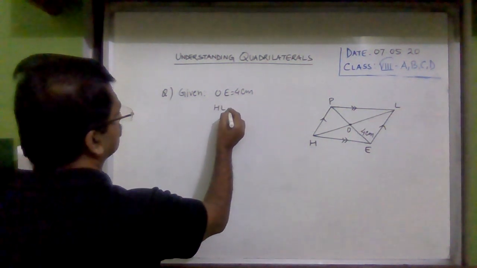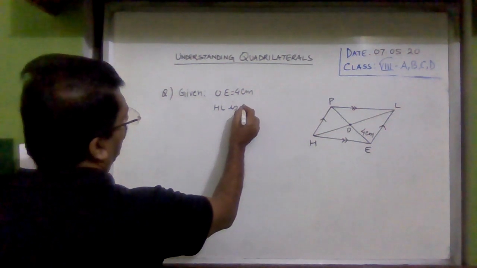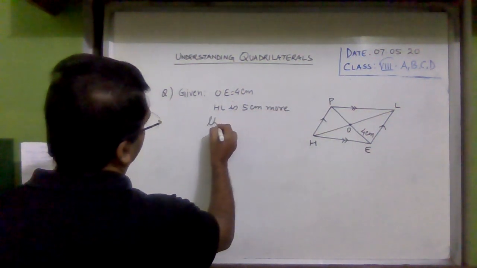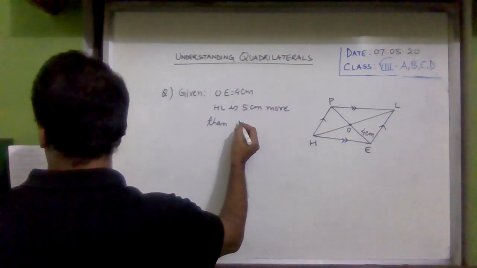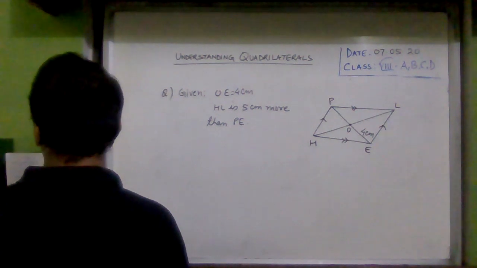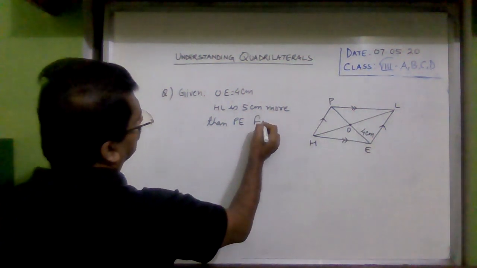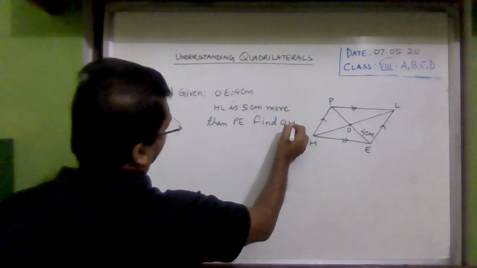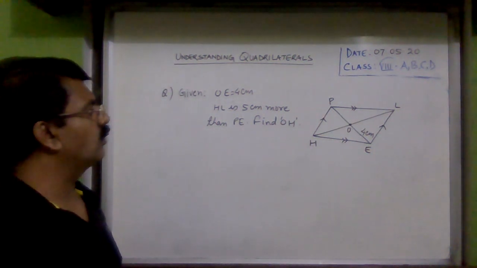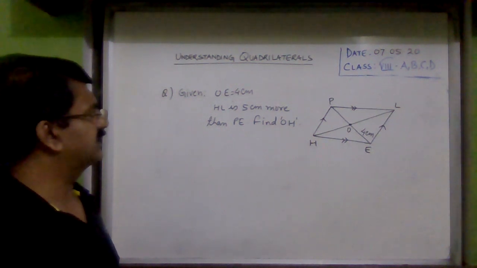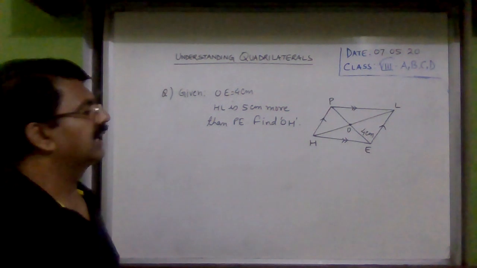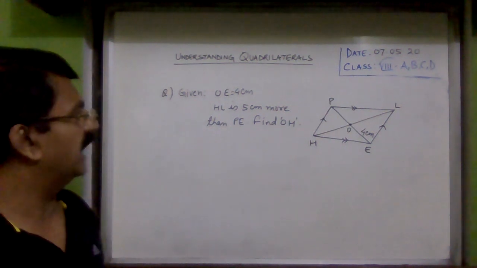HL is 5 centimeter more than PE. Find OH. You have to find OH. It is given that OE is 4 centimeter. HL is 5 centimeter more than PE. Then you have to find OH.